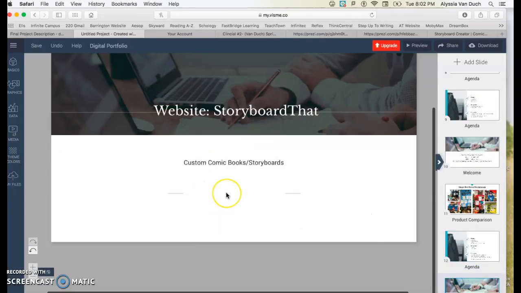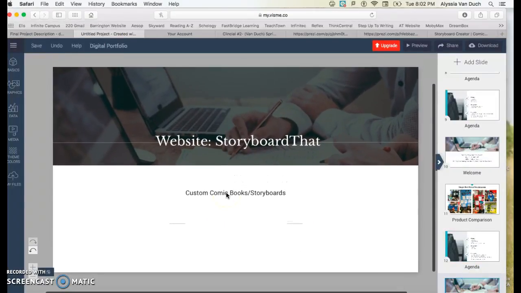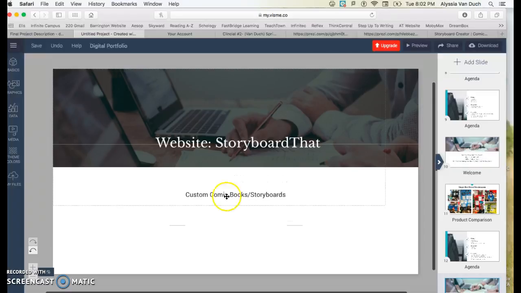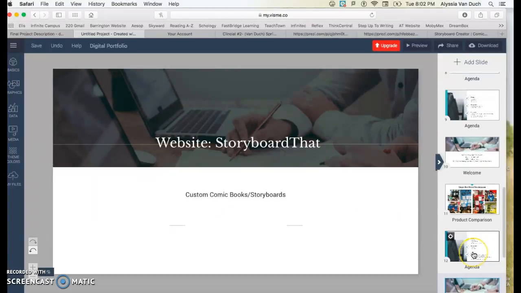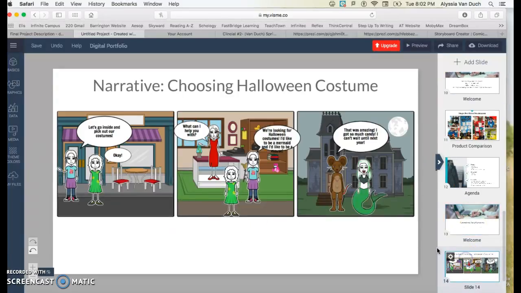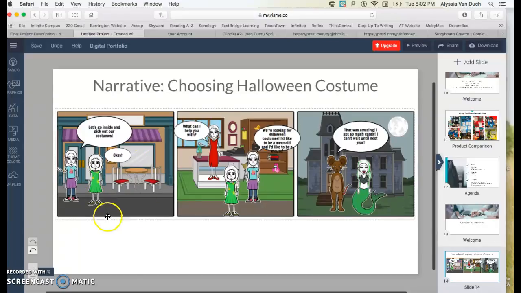Okay, and then the final part of my portfolio is a website that I found called Storyboard That. It's a custom comic book creator, and I loved this website. Here's a comic book that I created, and when I created it, I thought of a student who had to write a narrative and how they might write it on picking out their Halloween costume. So I created a comic book strip, how the girls went to the store, they picked out their costumes, and then they went trick-or-treating.